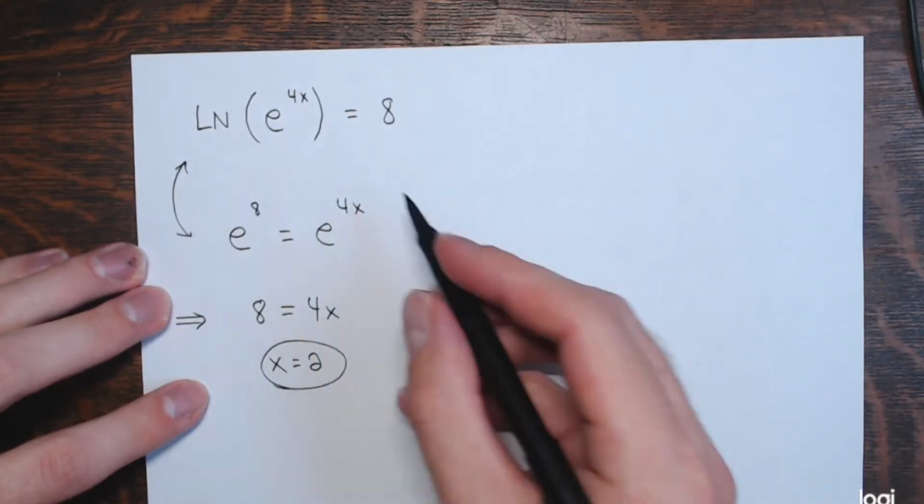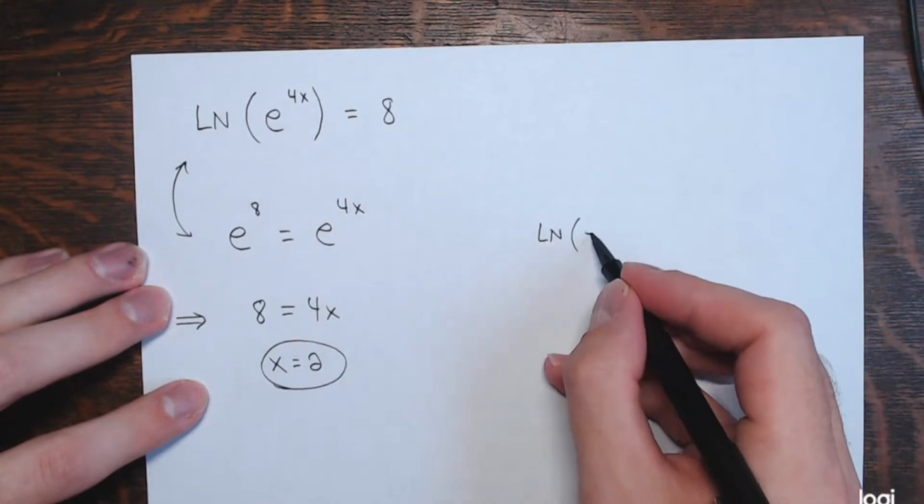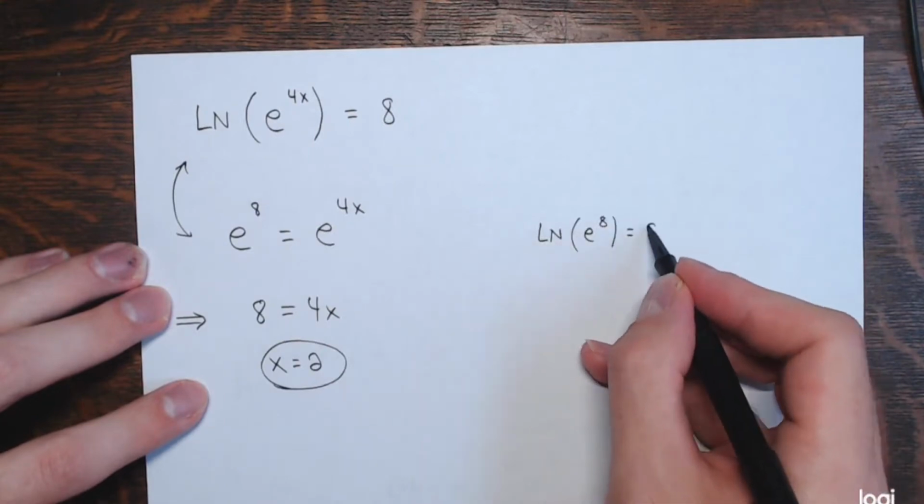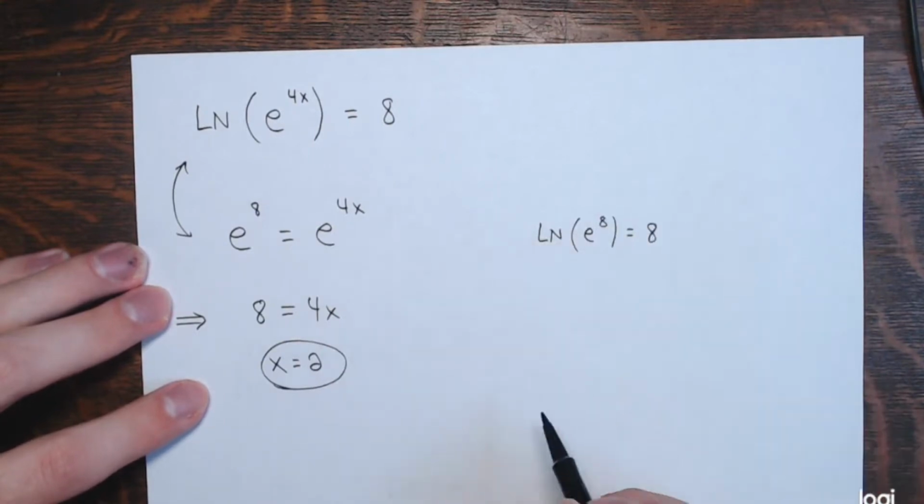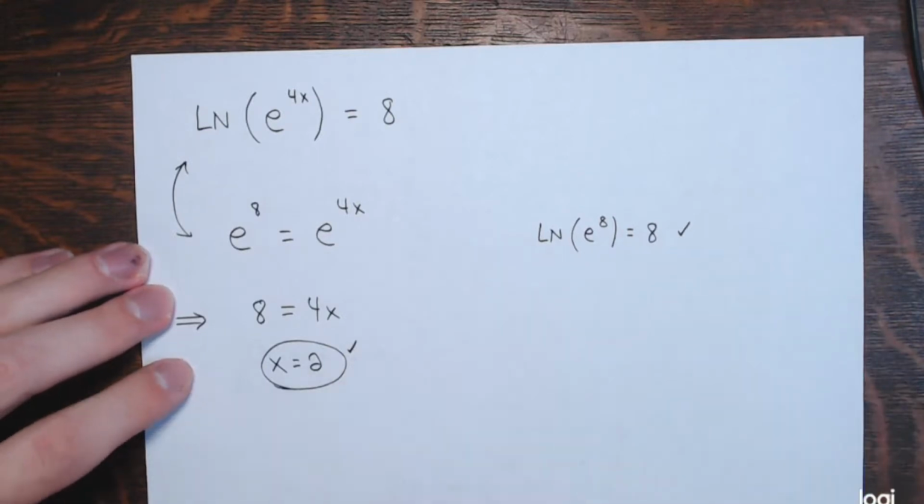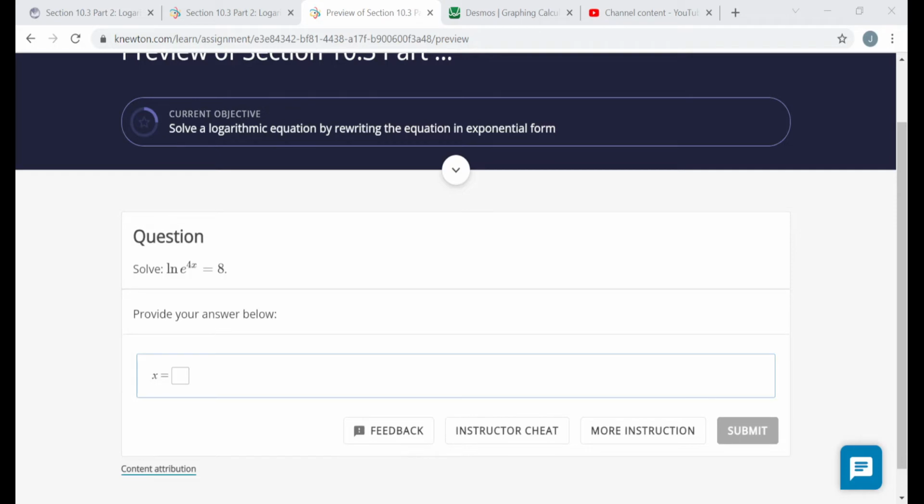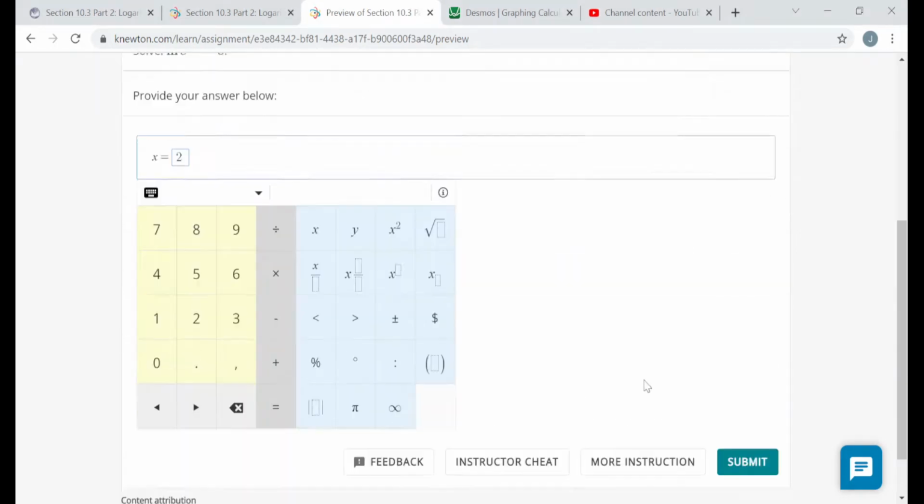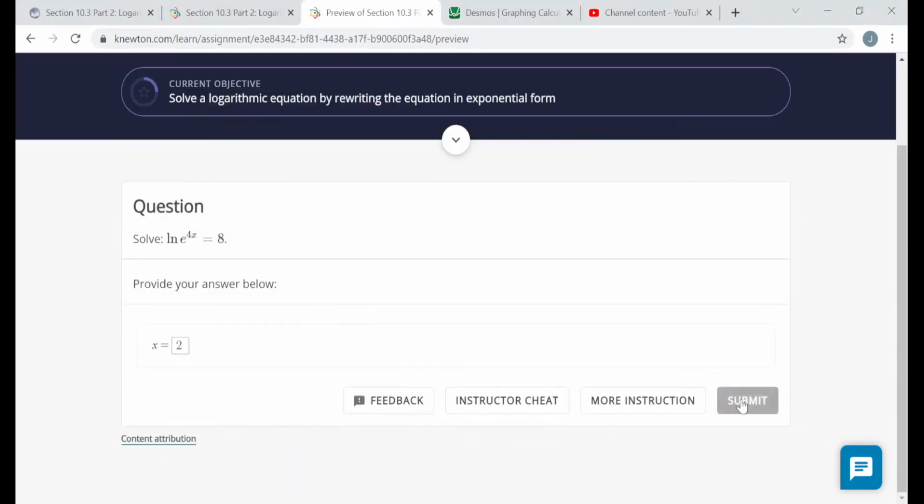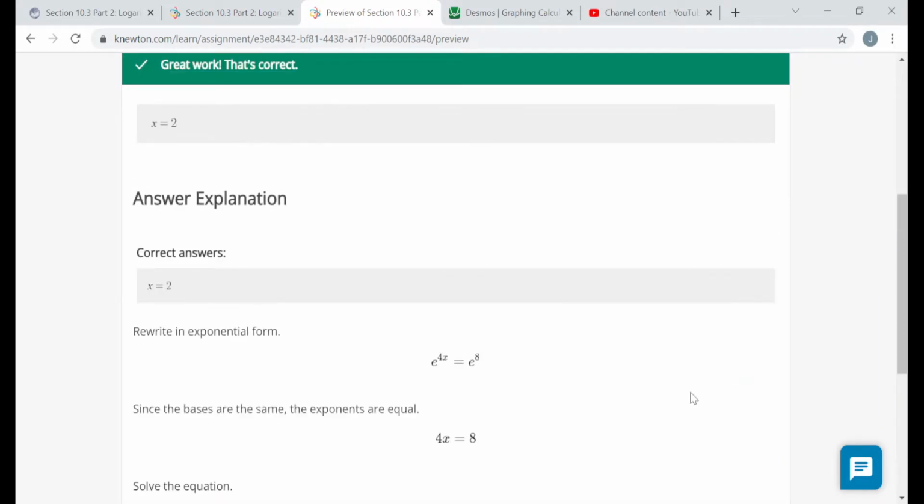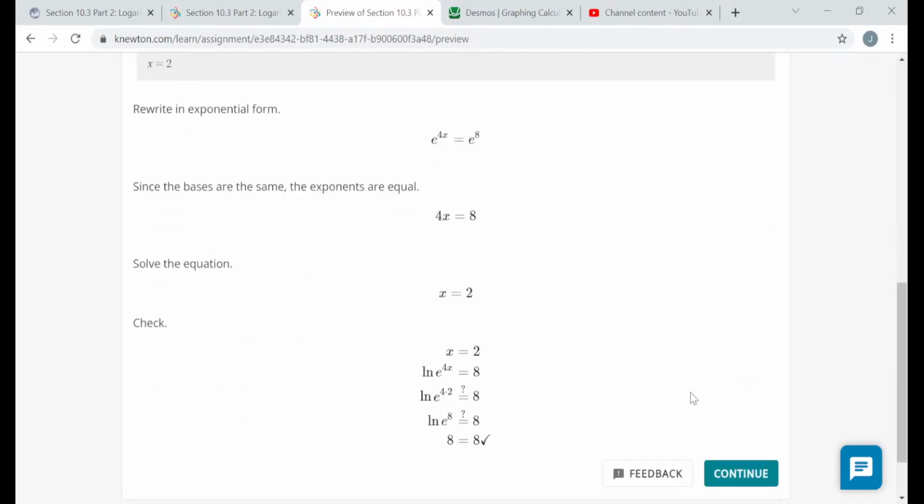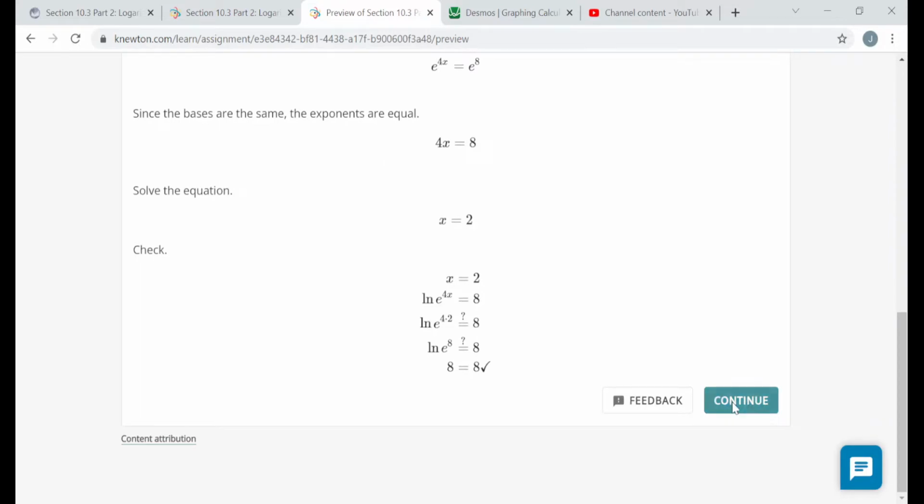And you can check it out. The natural log of e to the 8th is 8, right? e to the 8th would be e to the 8th. That works. So this is a good solution. So x equals 2. Easy enough. All right. Next question.